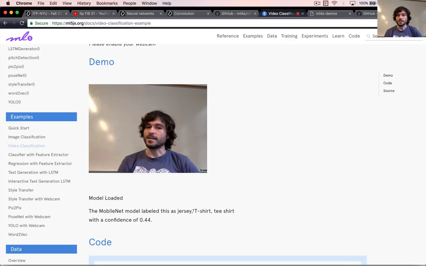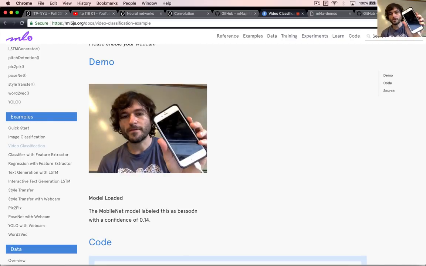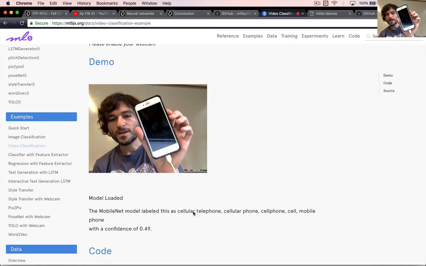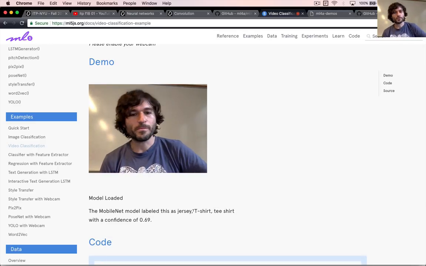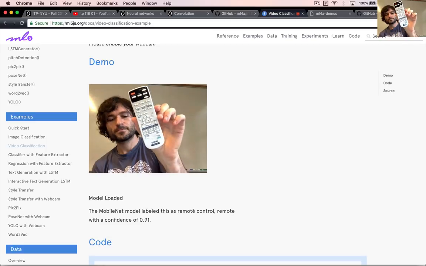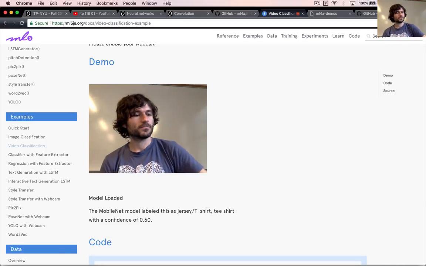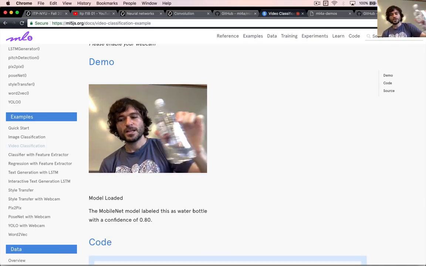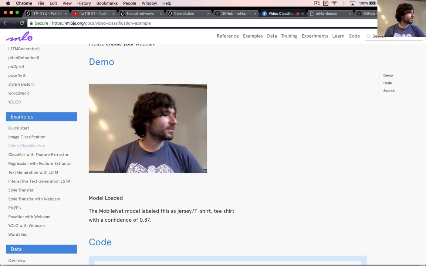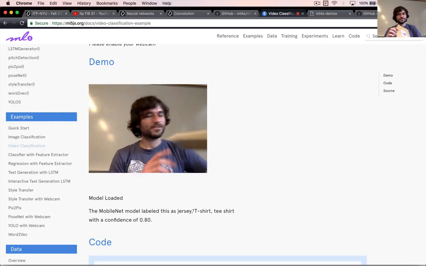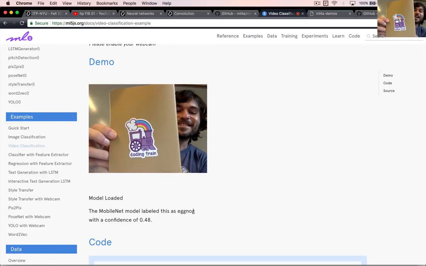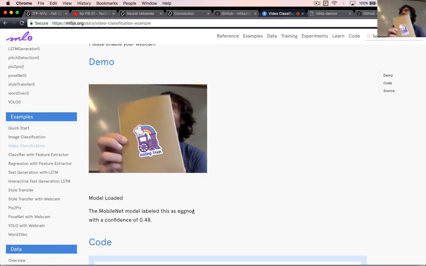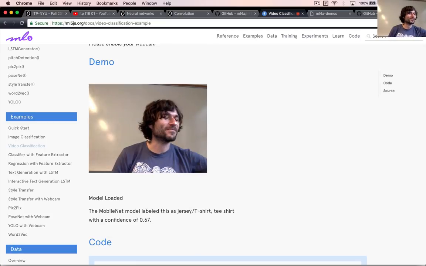So you can see, okay, jersey, t-shirt. I've put my phone in front of it: iPod, cellular telephone, not so bad. Maybe a remote control, remote, bottle. You can try different things. Let me try this. Let's see what this is. Band-Aid, eggnog. That's kind of neat. Sometimes it does really funky things.